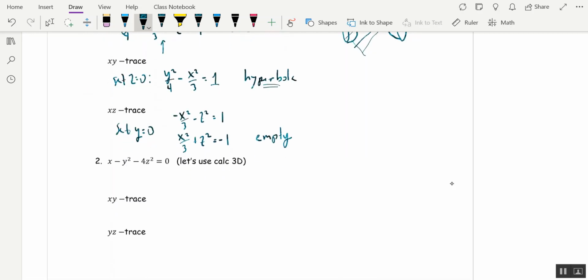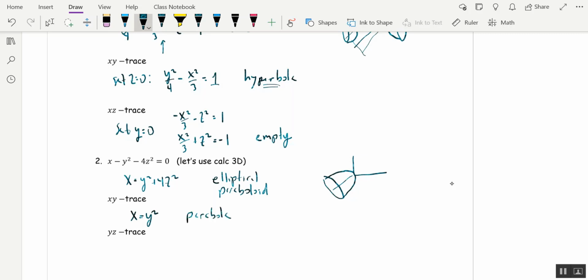Okay, next one we're going to look at on Calc 3D. First, let's do it by hand. We're going to write this as x equal y squared plus 4z squared. So we know we've got a paraboloid because there's a linear variable, and in this case we have an elliptical paraboloid. And it's going to open on the x-axis. It's going to look like that. Okay, xy trace, we're going to set z equal to 0, and so we get x equal y squared, and that's a parabola. And the yz trace, we set x equal to 0, and we get 0 equals y squared plus 4z squared, and that's a single point.